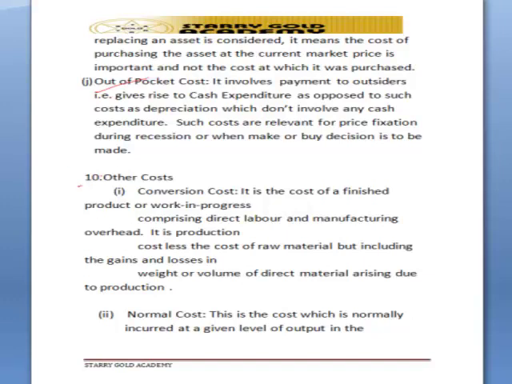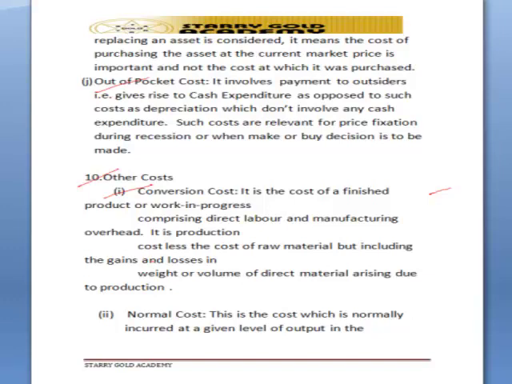Lastly, we'll look at other costs. We'll have what we call conversion cost. Conversion cost is the cost of a finished product or work in progress. It comprises direct labor and manufacturing overhead. What it takes to turn a product from its raw material to its finished product is what we call conversion cost. It is very important. Whatever you incur to transform a raw material into finished goods is what we call conversion cost.